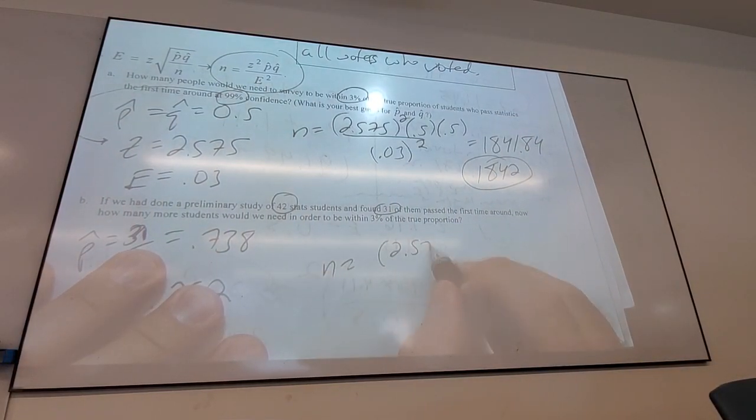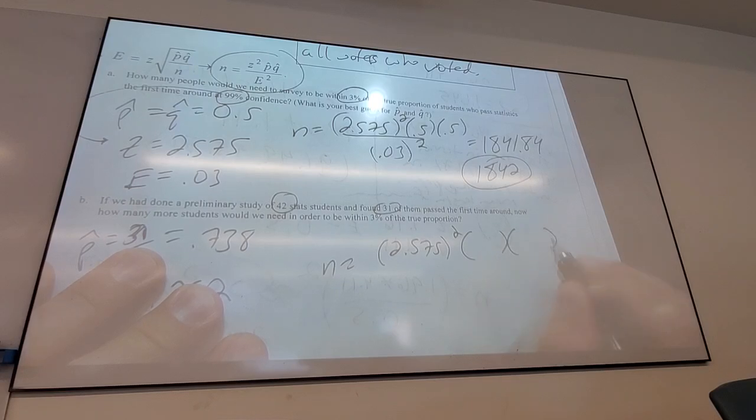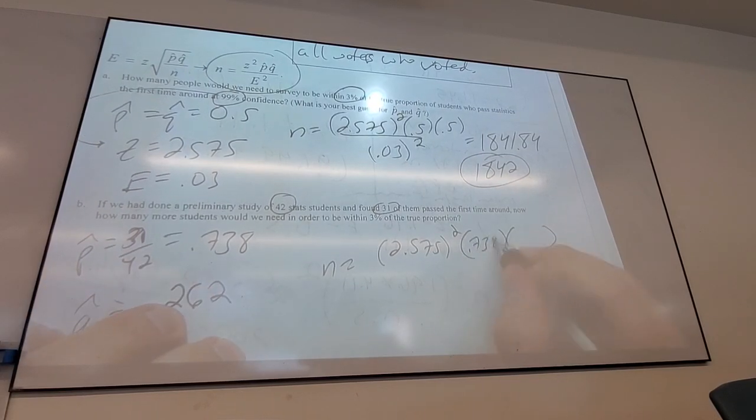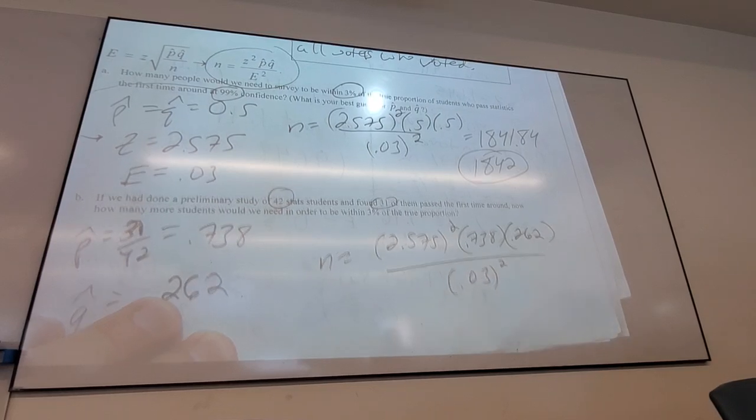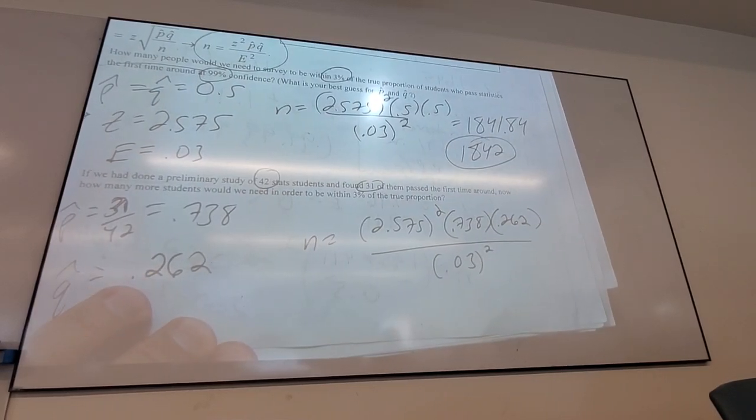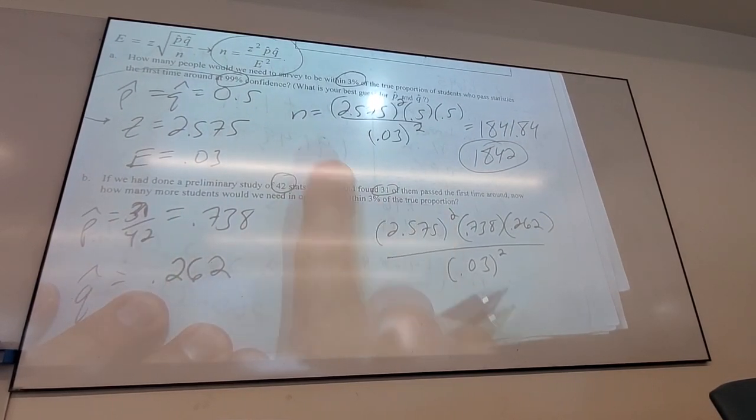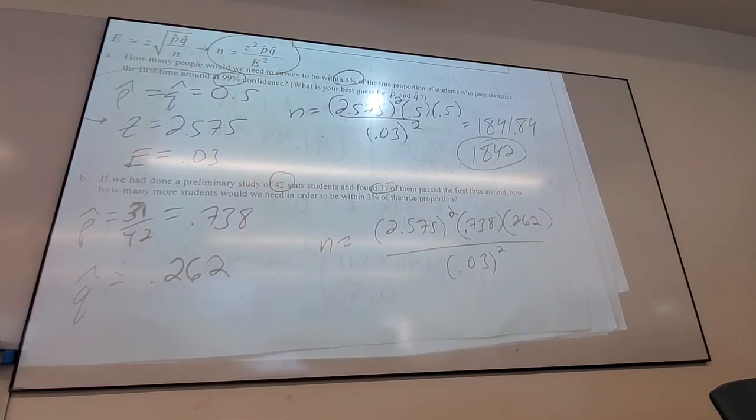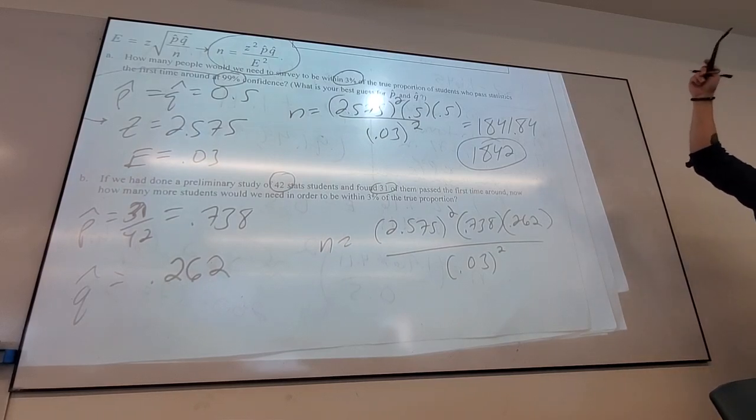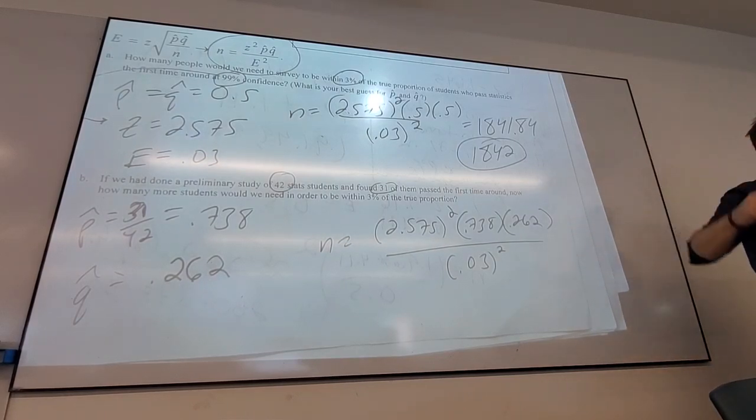Everything's going to be exactly the same except, of course, for these two values here, because now I know this is 738, and I know this is 262. Forget the Z-score, it's still the same. It's just part B of the same problem. So I want to be just as confident. I want to have the same error, but now I've got a preliminary study under my belt. I got some actual findings.